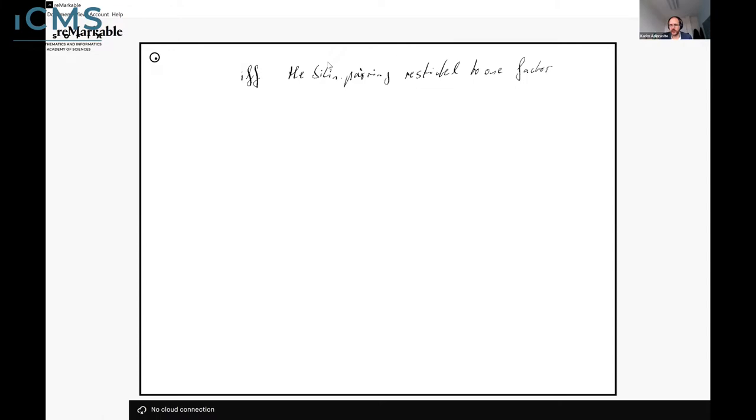is perfect. If the pairing is non-degenerate on your primary space, then it will be non-degenerate on the orthogonal complement. This is an if and only if condition. It's perfect. And that's exactly the situation we are in now: we have this global bilinear pairing, and we want to say that the restriction to some subspace is perfect.